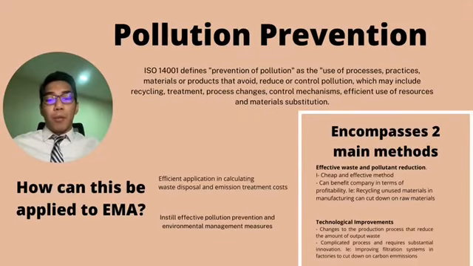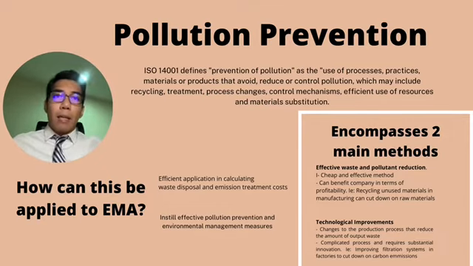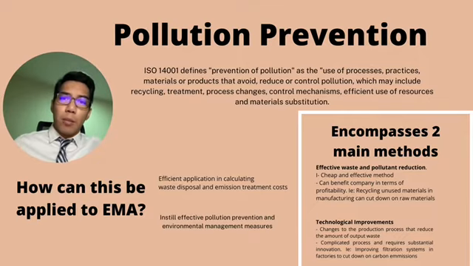Moving on to pollution prevention. Now, the International Organization for Standardization code 14001, which shall be further explained by my colleague in the next slide, defines prevention of pollution as the use of processes, practices, materials, or products that avoid, reduce, or control pollution. Now, this includes recycling, treatment, process changes, control mechanisms, as well as material substitution.